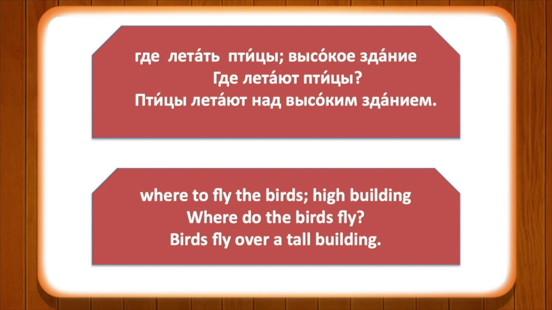So над and под. Над means above. So where are the birds flying? Птицы летают над высоким зданием, birds are flying above the tall buildings. So here again we have used the expression над in order to indicate the usage of творительный. Now let's go ahead and pay attention to the rest of the dialogue.